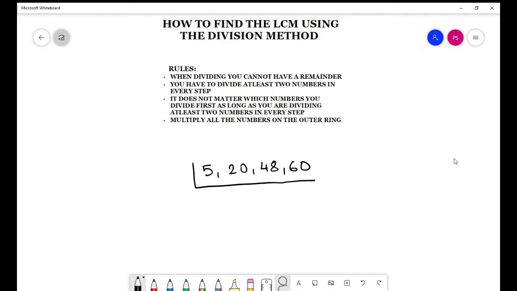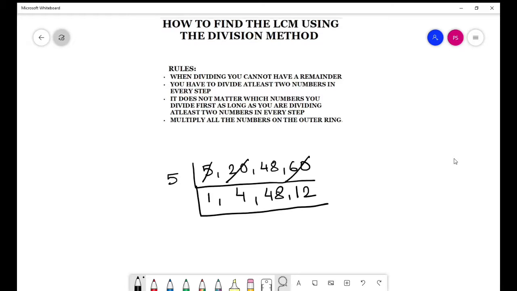Remember, as long as I can divide 2 of the numbers, I can go ahead and divide. So I'm going to start dividing by 5. So I can do that here. I get a 4 here. Can't divide 48, so that just gets pulled to the bottom. Can't divide 60, and I get 12.